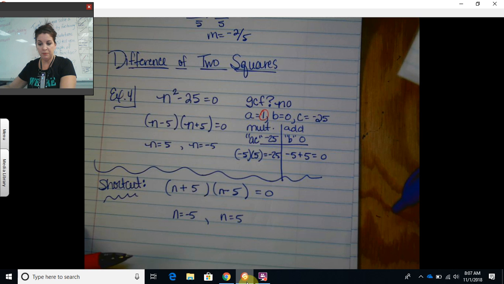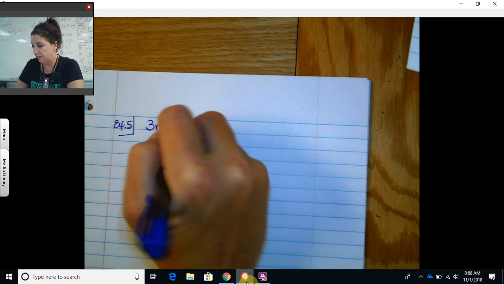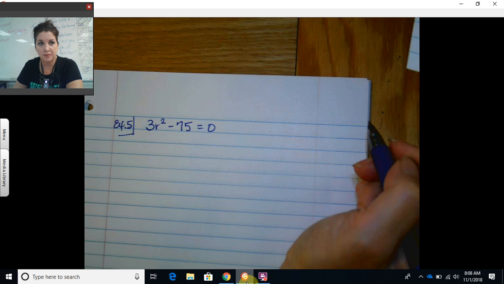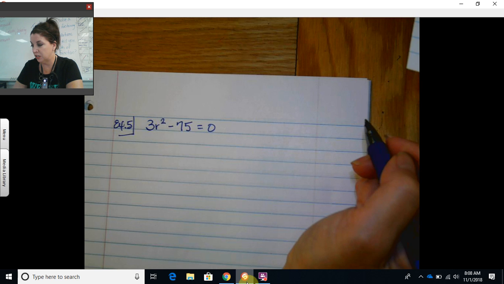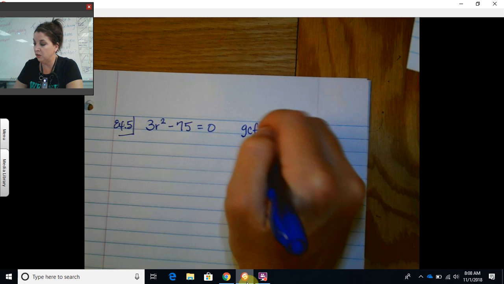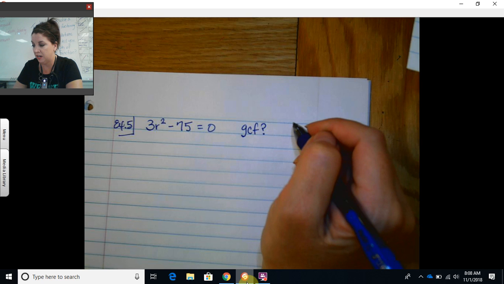Example 5, let me do one more real quick. Maybe two more, but they'll be fast. What if you had 3r squared minus 75 equals 0? Is it set equal to 0 in standard form? Yes. Is there a greatest common factor? 3. So right now, the way it looks, is it a difference of two squares? No, not the way it is currently, right? 3r squared is not perfect and 75 is not perfect, but there is a GCF.